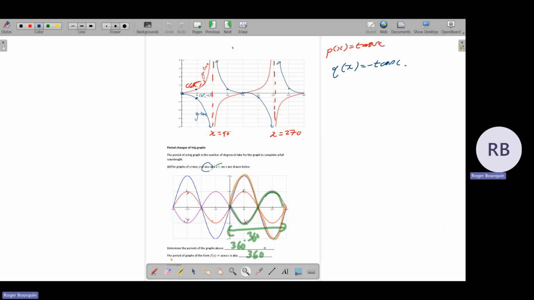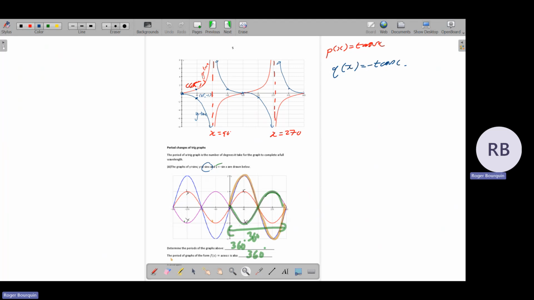That's not a full wavelength. That's a full wavelength. It took 360 degrees to repeat itself, right? All that this graph is showing... Then we had this green graph over here, which also has a period of 360. So all of them are 360.